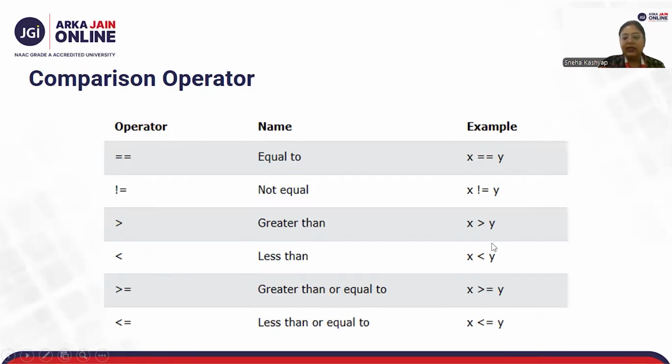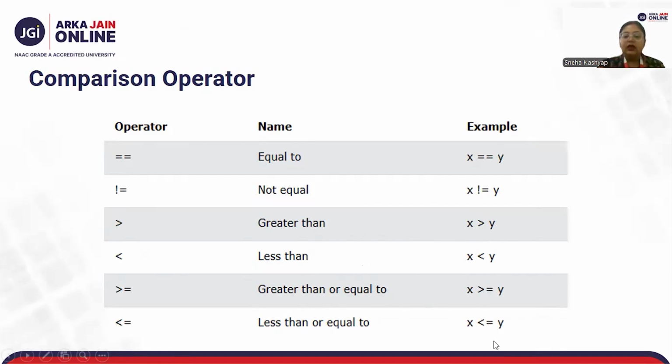What if I say x is greater than y? Now, is 5 greater than 6? No, it's not possible, so the condition will prompt the output as false. Less than. So is 5 less than 6? Yes, the condition will prompt the output as true. Next, greater than equal to. So is 5 greater than equal to 6? No, of course it is not, so it will prompt the output as false.